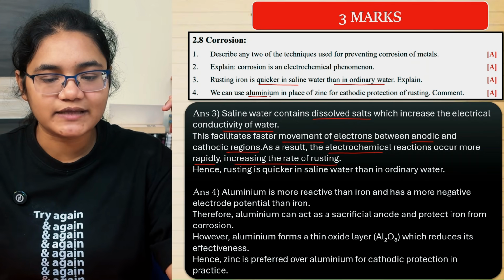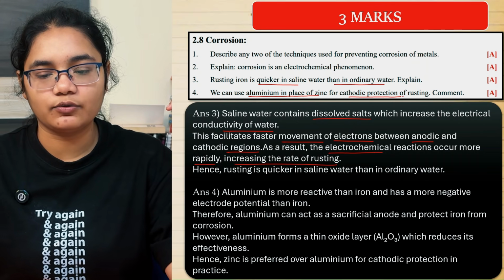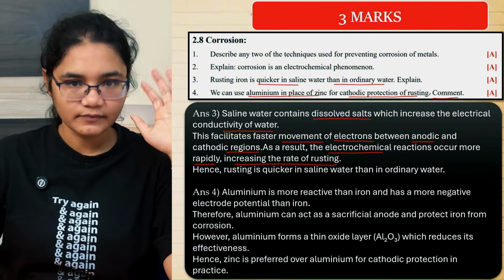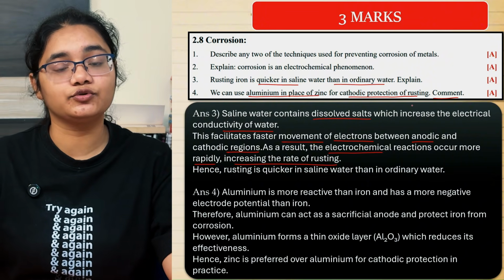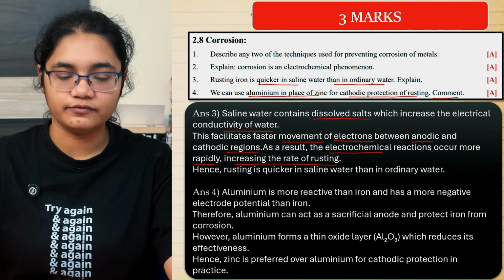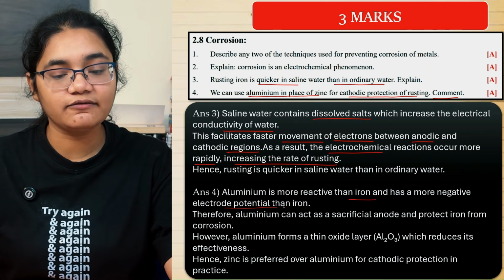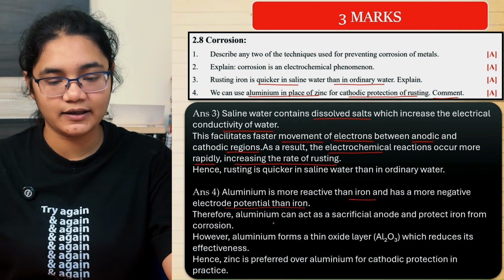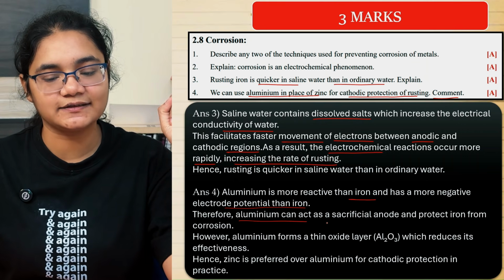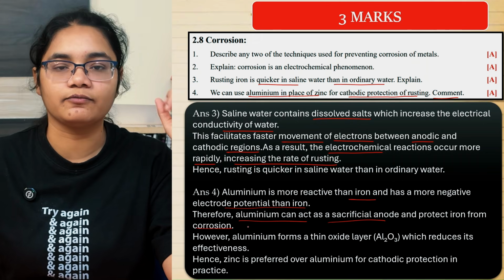Next, can we use aluminium in place of zinc for cathodic protection against rusting? Comment. Definitely aluminium is also more reactive than iron, so we can use it, right? Aluminium is more reactive than iron and has a more negative electrode potential than iron. So technically, aluminium can act as a sacrificial anode and protect the iron from corrosion.